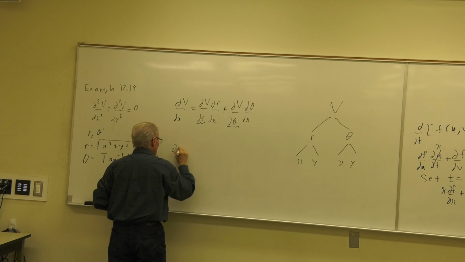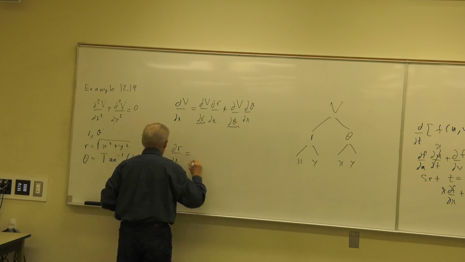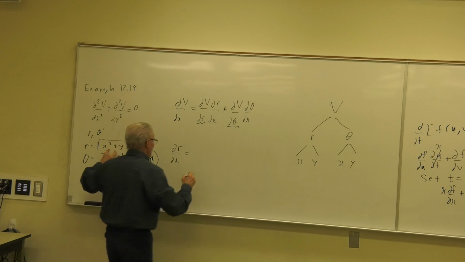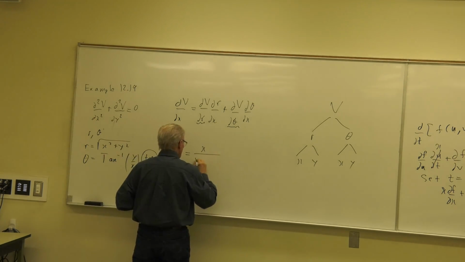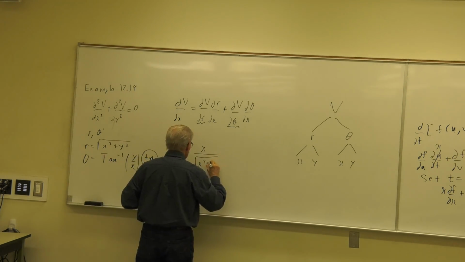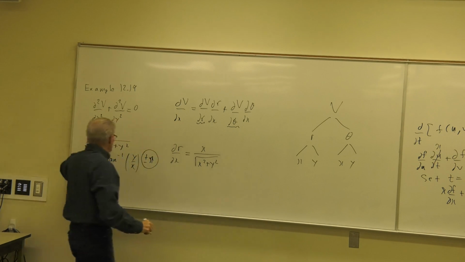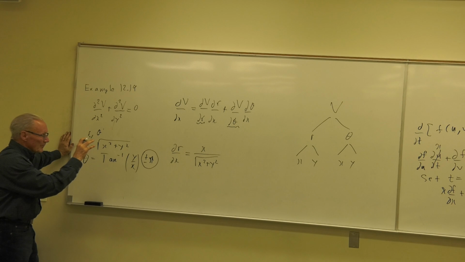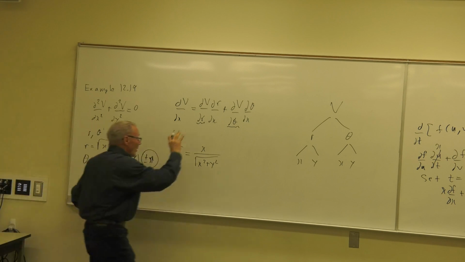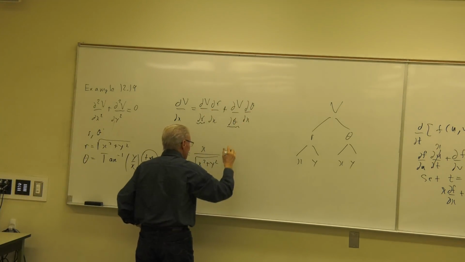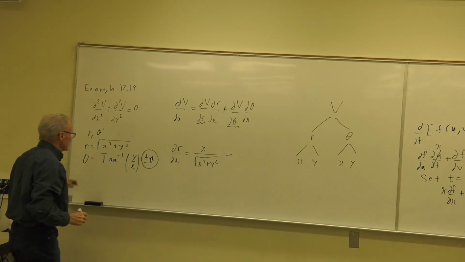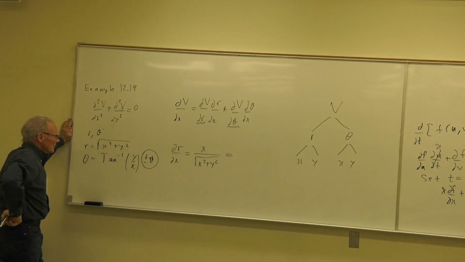So let's talk about ∂r/∂x. ∂r/∂x, I can get it from here. Differentiate that. Do you get x over the square root of x squared plus y squared? Differentiate with respect to x, holding y constant. Now I could put that into there, but remember again, I only want to see r's and thetas on this side. So I'm going to switch this into r's and thetas. Well, let's see. What's x equal to?